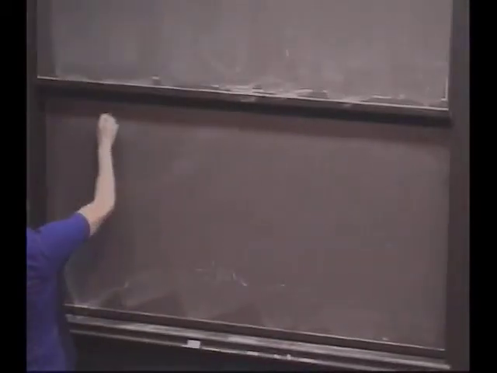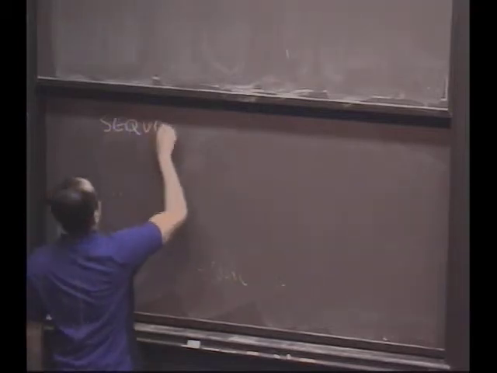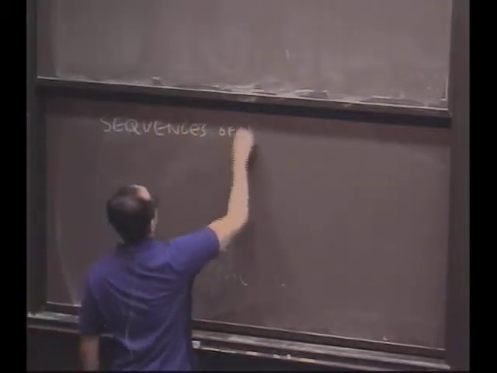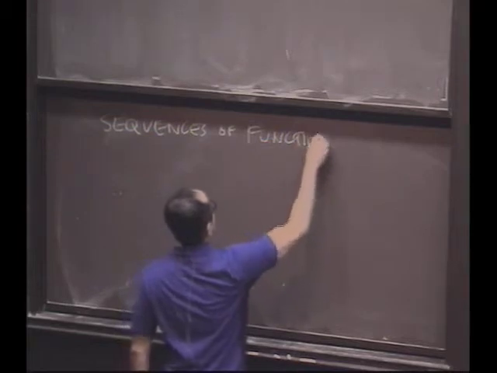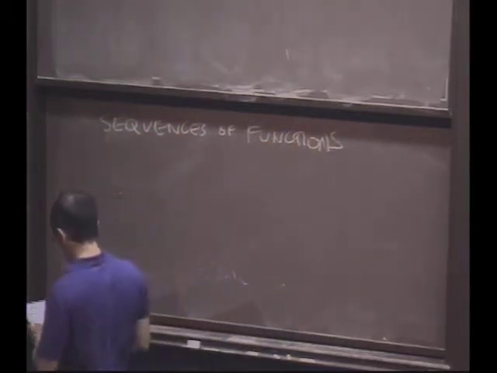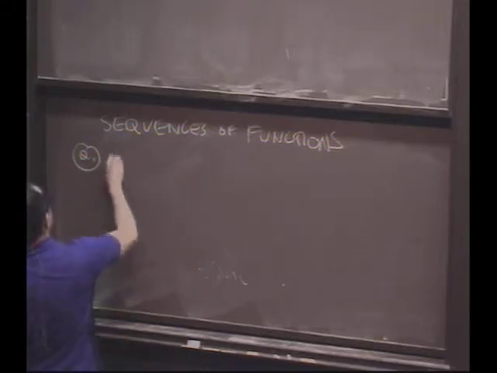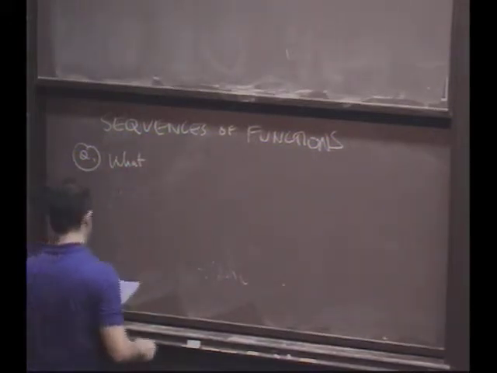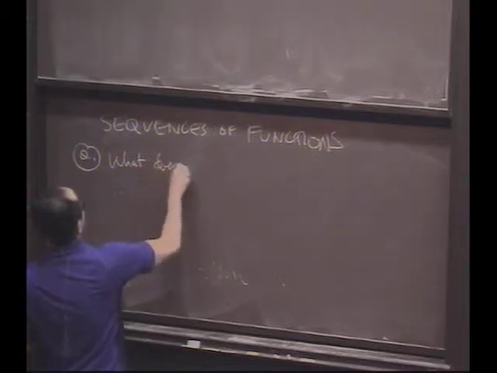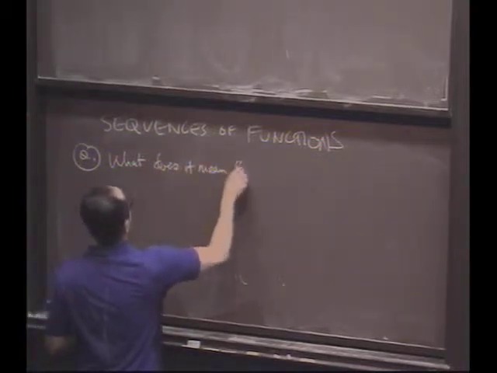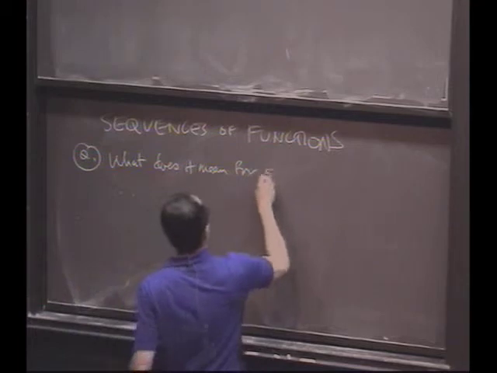One of the big places where it's used is thinking about functions as living in their own metric space. And so I want to talk about sequences of functions. This is actually one of the main motivations of analysis. We've said what it means for points to converge, but what does it mean for a sequence of functions to converge?